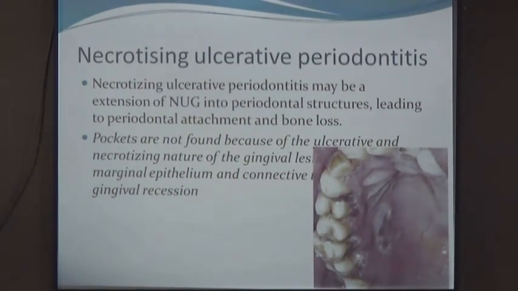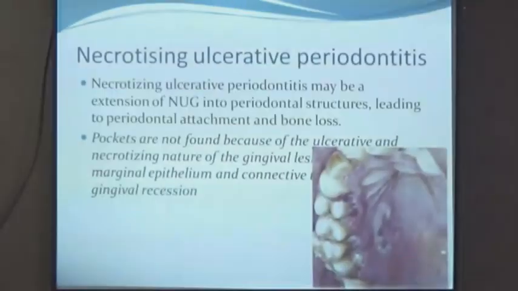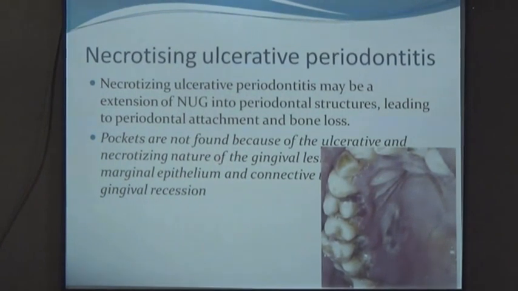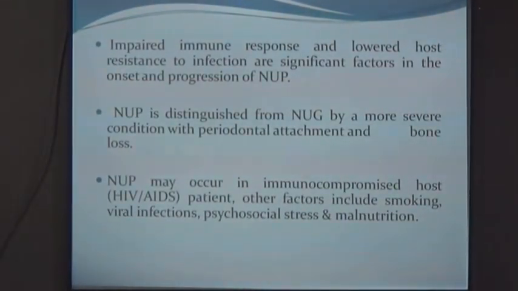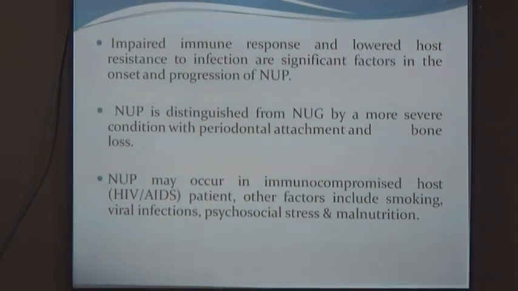So, you remember where there is no pocket formation, one I told you in trauma from occlusion. Second thing, necrotizing. Pockets are not found because of the ulcerative and necrotizing nature of the gingival lesion. The gingiva necrotizes. So, necrotizing ulcerative periodontitis is distinguished from necrotizing ulcerative gingivitis by a more severe condition with periodontal attachment and bone loss.